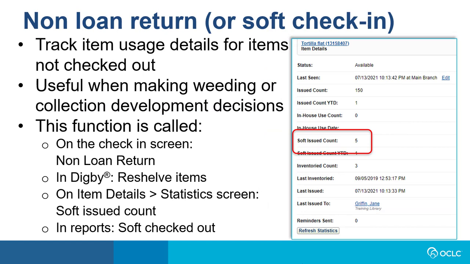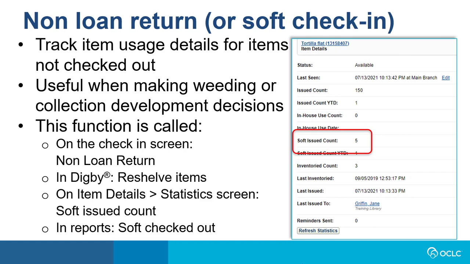Non-loan return allows libraries to track item usage details for items used in the library but not checked out to patrons. Typically, these are items left on tables or in carrels, or in designated reshelving areas. This data may be useful when making weeding or collection development decisions.